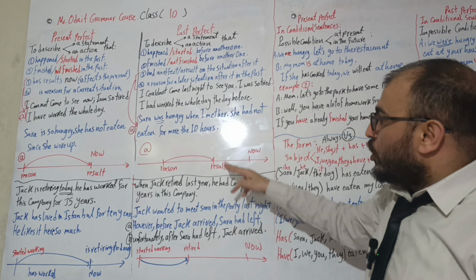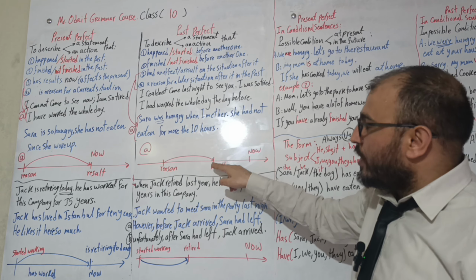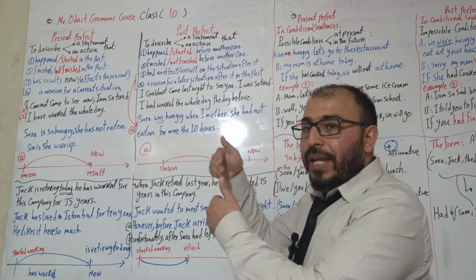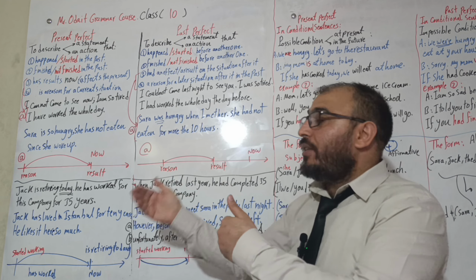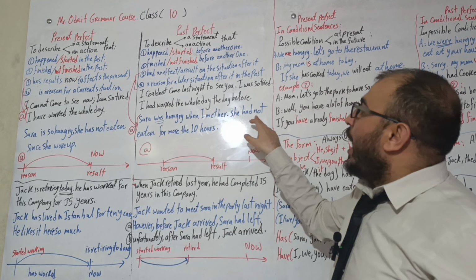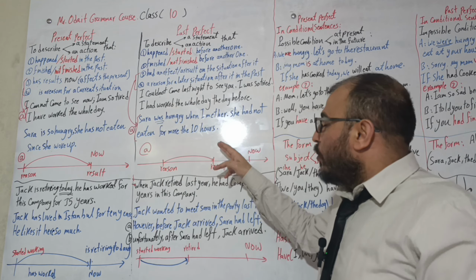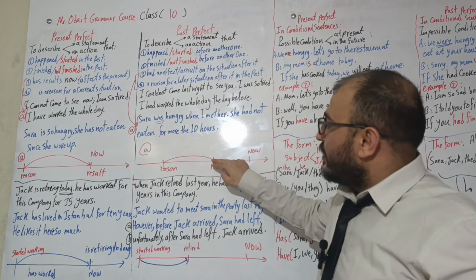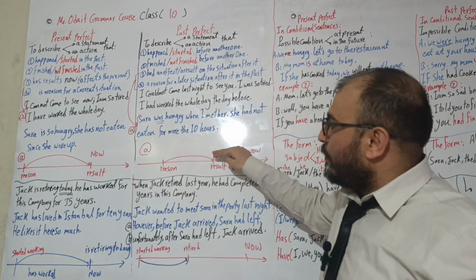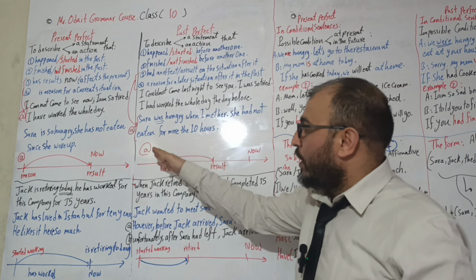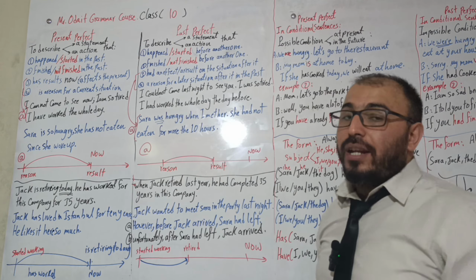Yesterday at 3 p.m. Sarah was so hungry when I met her. Why? She was hungry, and this is a result in the past. So something happened before 3 p.m. yesterday and made her hungry. She had not eaten for 10 hours. So when I met Sarah yesterday at 3 p.m., which is past, she hadn't eaten before that for 10 hours.